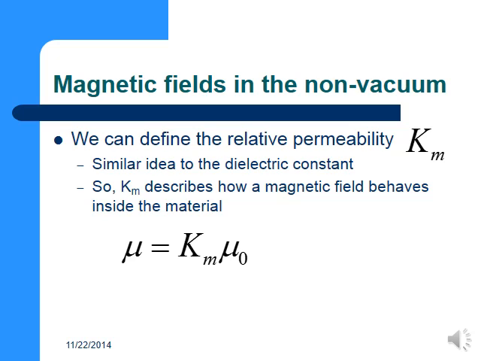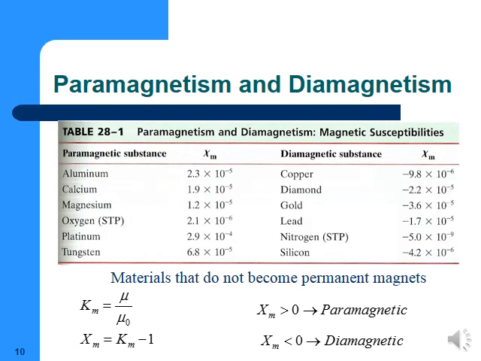So if we have magnetic fields in a non-vacuum, such as in a bar of iron, we can define the relative permeability, K sub m. This is very similar to the idea of the dielectric constant. So remember, we defined K, the dielectric constant, and we had epsilon is equal to K epsilon sub 0 for each material. Well, here we have mu is equal to K sub m mu sub 0. So see below the definition of K sub m.